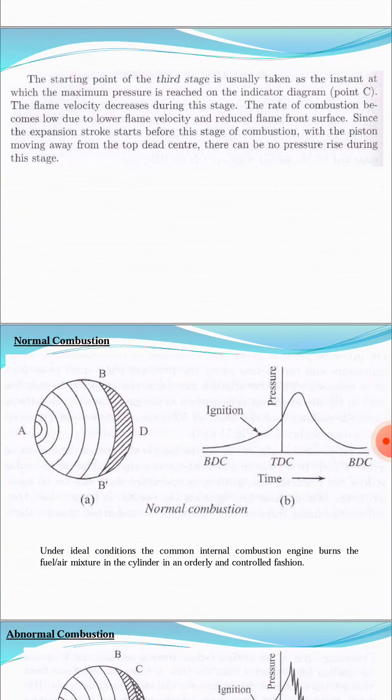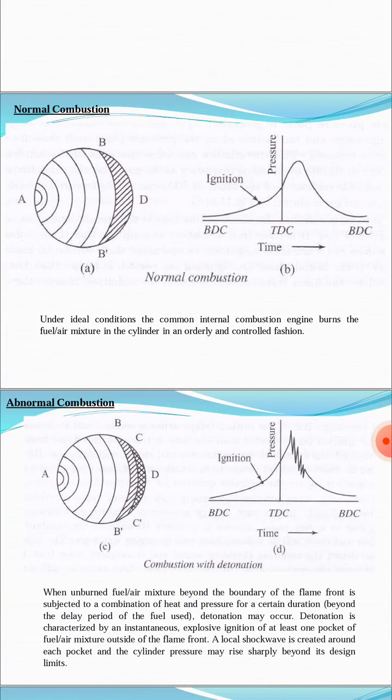The next, normal combustion. Under ideal conditions, the common internal combustion engine burns the fuel air mixture in the cylinder in an orderly and controlled fashion. Then abnormal combustion: when the unburned fuel air mixture beyond the boundary of the flame front is subjected to a combination of heat and pressure for a certain duration, detonation may occur.